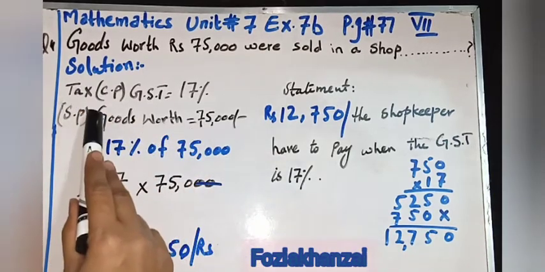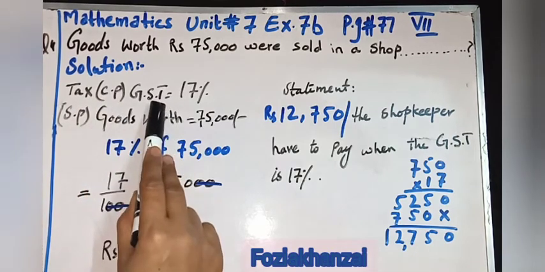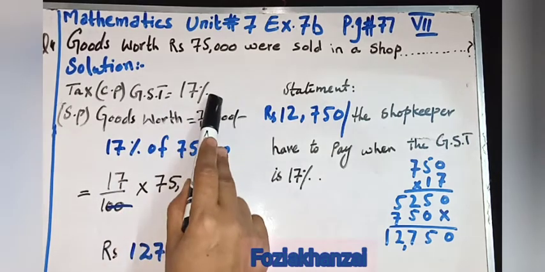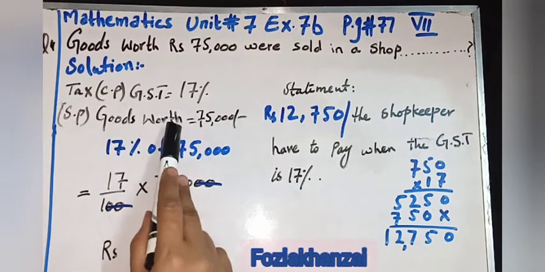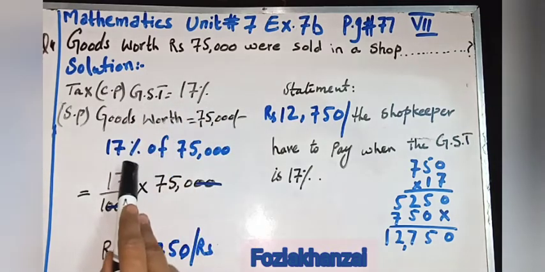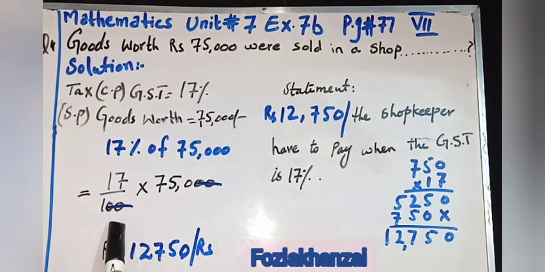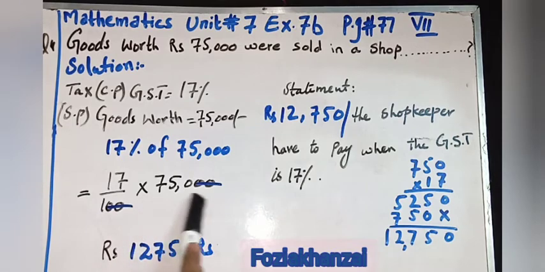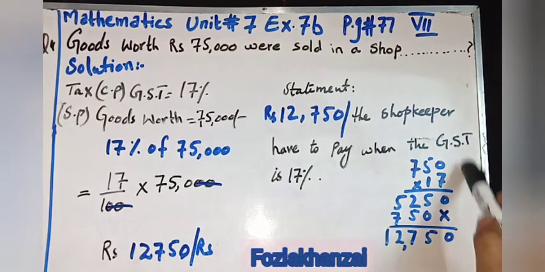So according to the question, CP means the GST tax 17%, it's a tax percent. SP means total selling price, the value of goods worth 75,000 rupees. According to the question, 17% of 75,000. 17% means 17 upon 100 multiplied by the total amount, cut 20 with 20. Now 17 multiplied by 750 is left, then we multiply.